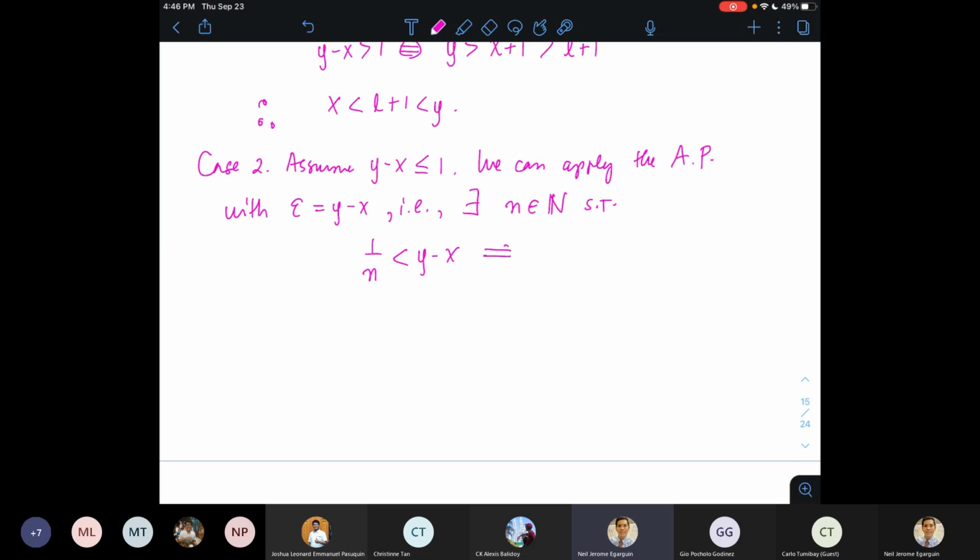But since n is a natural number, it's positive. I can multiply both sides by n, and I'll get 1 less than ny minus nx. Okay, what do we have here? Yung distance between ny and nx ay mas malaki kesa kay 1. And isn't that familiar? Hindi ba ito rin yung eksaktong case number 1? So, yung y nga lang napalitan ng ny, yung x napalitan lang ng nx.